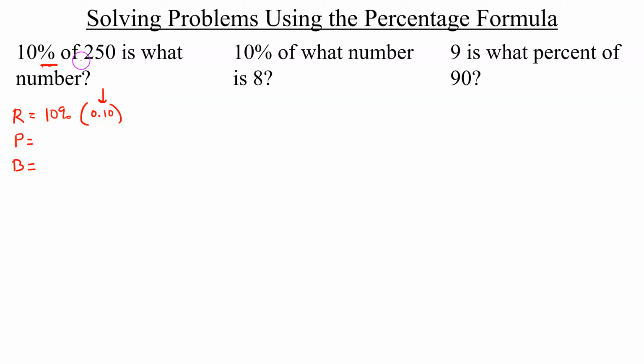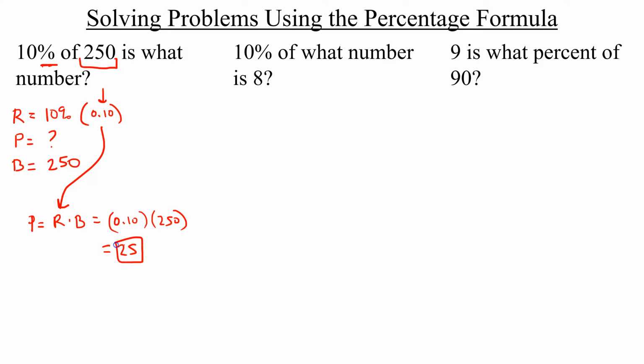So we're taking 10% of 250. So that would be our whole or our base. And we're being asked what number is this? So this is what we don't know. We are solving for portion, which means we are going to use the equation portion equals rate times base. And now that we're doing the calculation, we want to make sure our rate is the one in decimal form, 0.1 times 250 gives us 25. So our portion is 25.